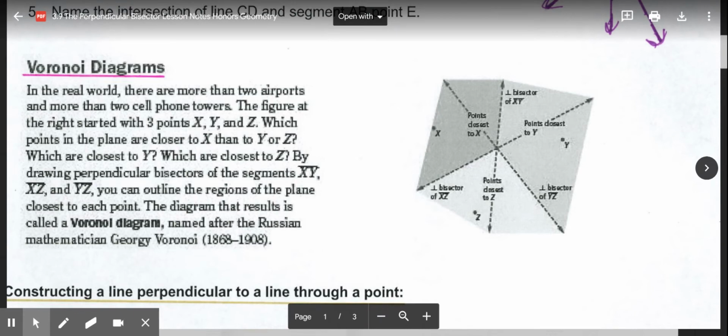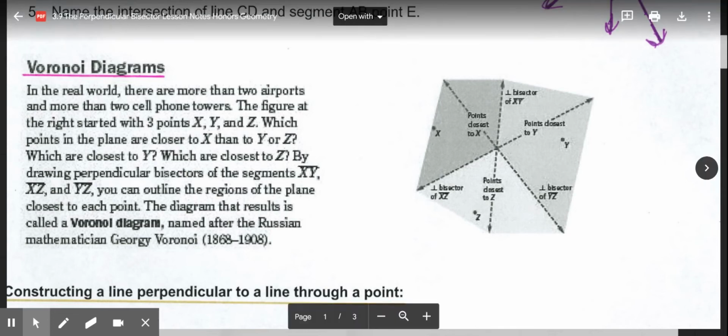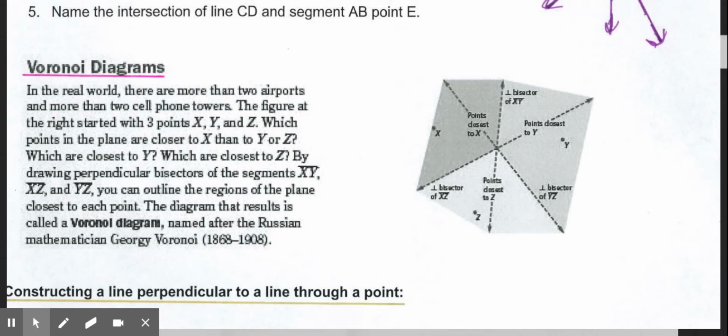Which points in that overall plane are closer to X than to Y or Z? So we're wondering which points are closest to X, and then also wondering which points are closest to Y and which are closest to Z. So as it says here, by drawing perpendicular bisectors of the segment XY.